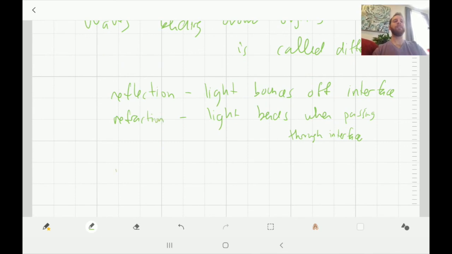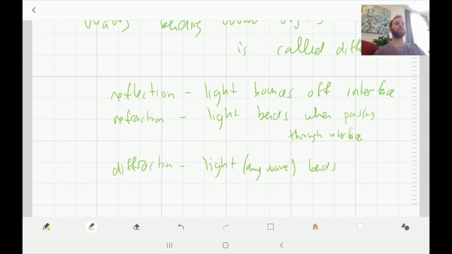And finally, diffraction is when light, or really any kind of wave, bends around objects.